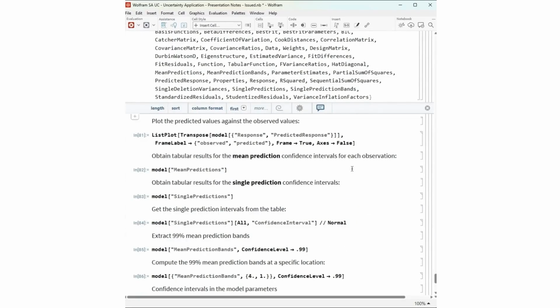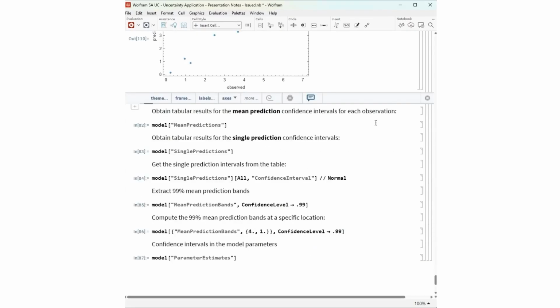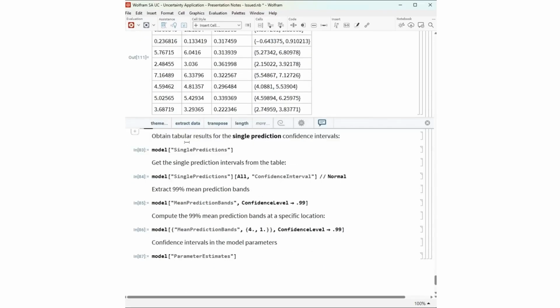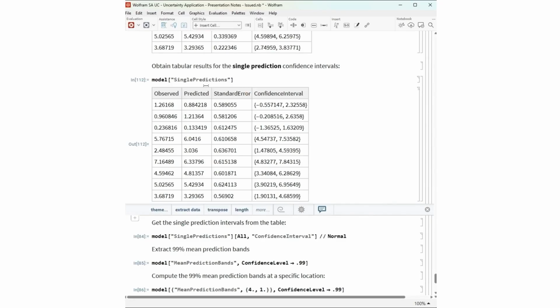You can compare the response to the predicted response. For example, if I made a plot like this, you can also get the mean prediction confidence intervals. So from the model, you can get the observed value, the predicted value, the standard error, and the confidence interval of that prediction. Very handy indeed. You can also obtain results for single prediction confidence intervals, shown here. Again, observe the predicted, the standard error, and the confidence interval.